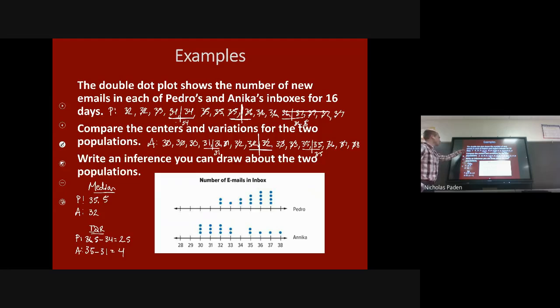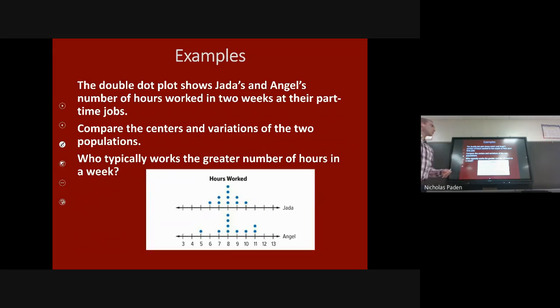Okay, so let's do another example. I know that was a little different than what we're probably used to. So looking at the dot plots here that show the number of hours that each worked in 2 weeks, Jada's is symmetric. Notice that Jada's is the same on the left side as it is on the right side, but Angel's is not. So we're still going to use the median and the IQR for our center and variation. Okay, so we've got Jada and Angel.